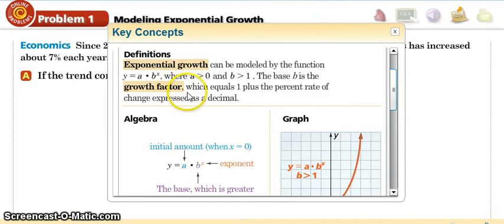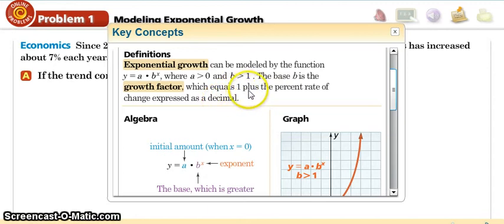Now, what's very important here is that the growth factor is 1 plus, okay? So if you're writing this down, this might be something that you want to highlight, underline so you remember. The growth factor is 1 plus the percent rate of change. Now, we've talked about the percents, that when we use those within equations and that sort of thing, we have to have them written as a decimal.